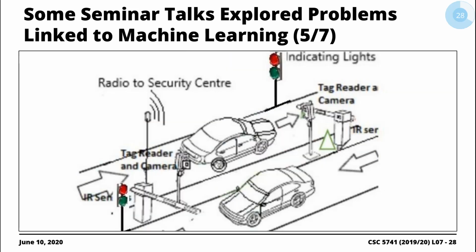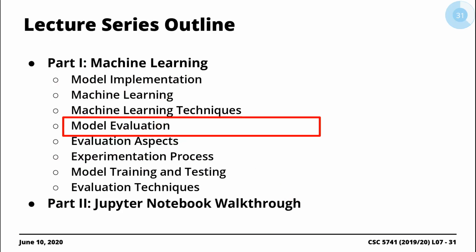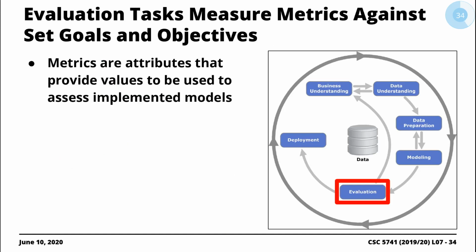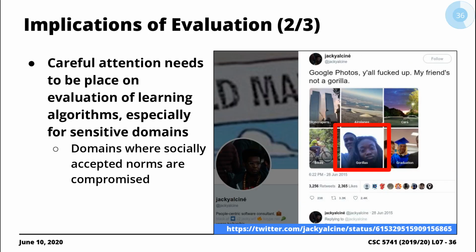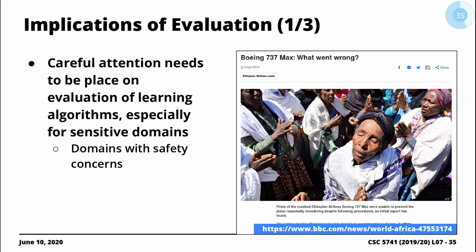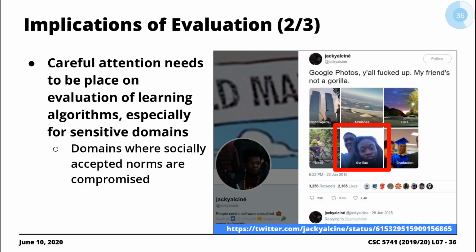So key takeaway point here is that some domains are extremely sensitive, and so careful attention needs to be placed when conducting your evaluation or the evaluation of these learning algorithms. Of course, some domains can't really be associated with health risks, but there's a social aspect associated with them.